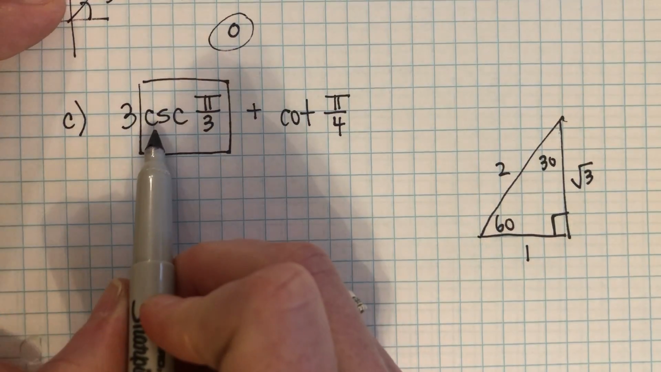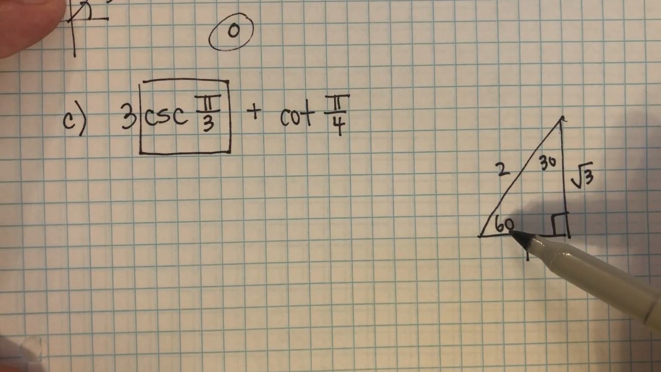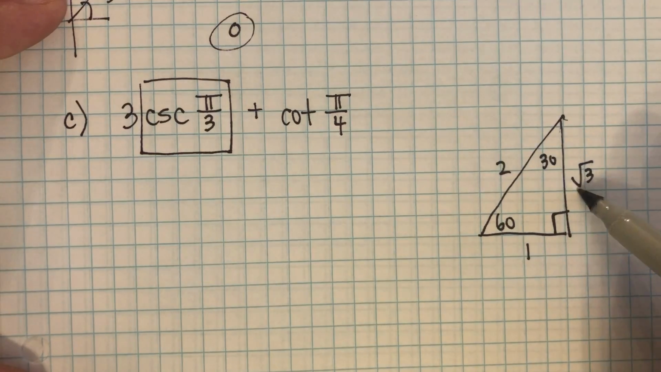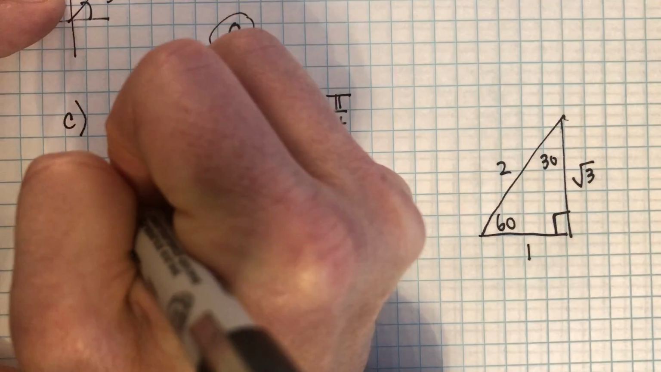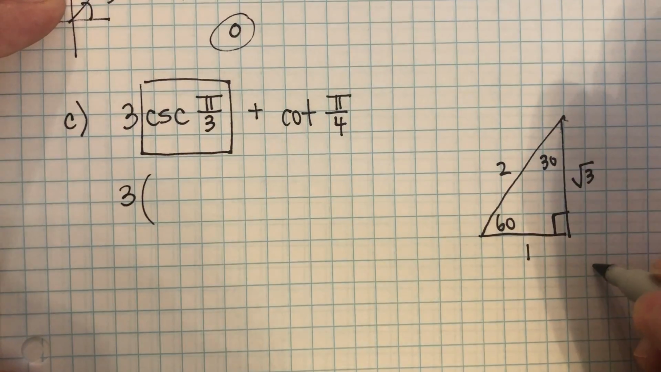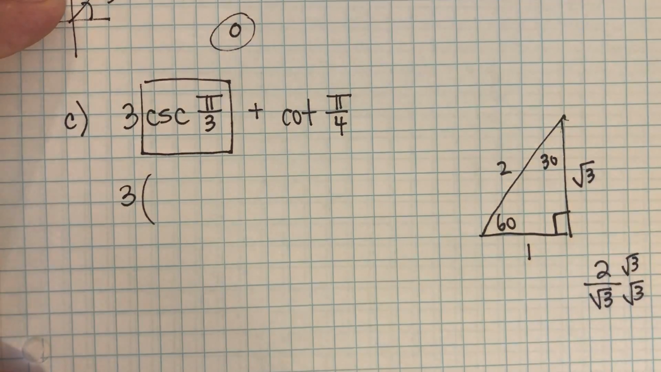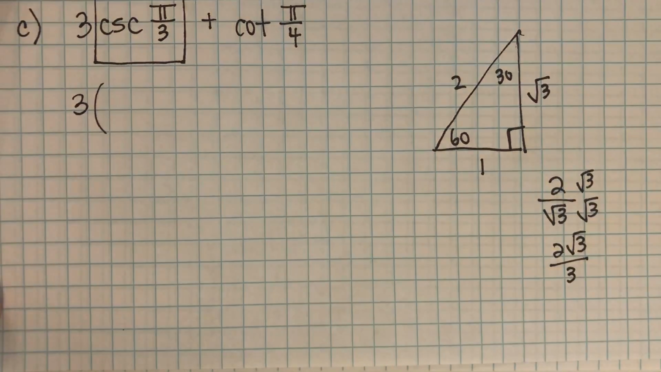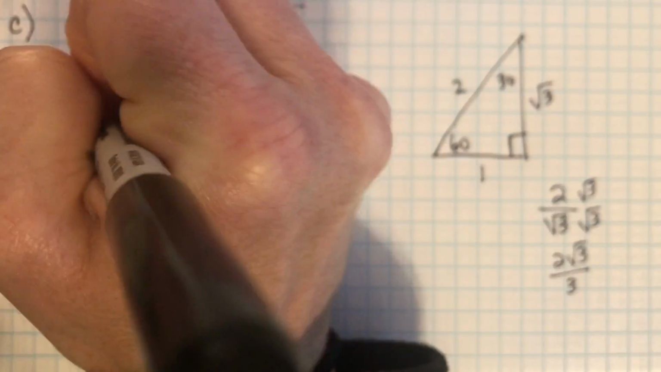So now what is the cosecant of a 60-degree angle? Pi over 3, right? Well, working off the 60, cosecant is the reciprocal of sine. So sine used to be O over H, so the cosecant would be 2 over root 3. Okay, so now if I get that, that would be 3 times 2 over root 3, right? Well, that cleans up to, am I even on the screen? Yes. 2 root 3 over 3. So the cosecant of pi over 3 is 2 root 3 over 3.